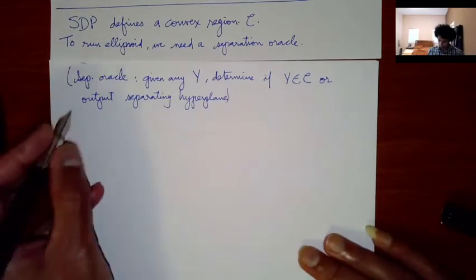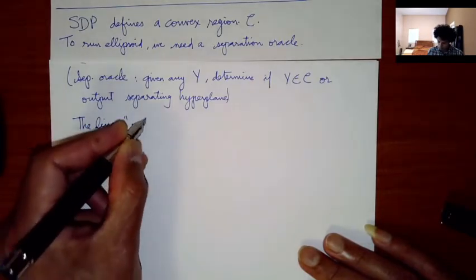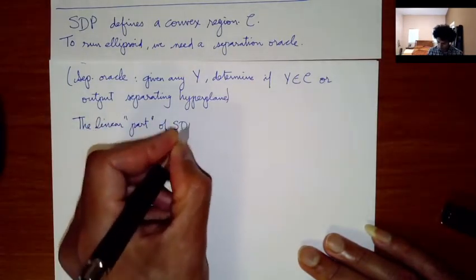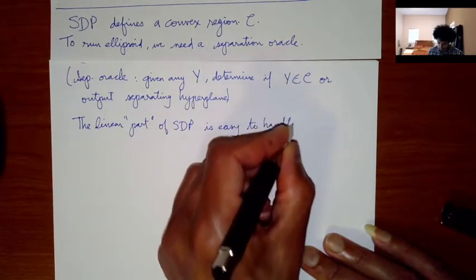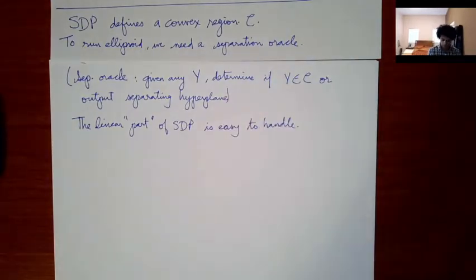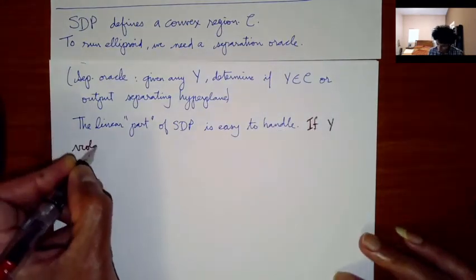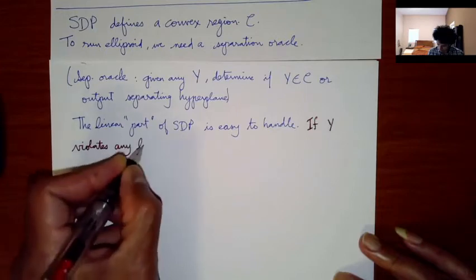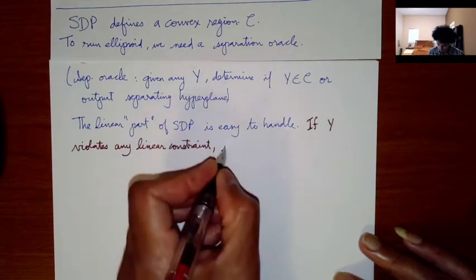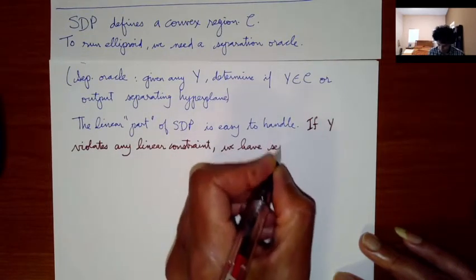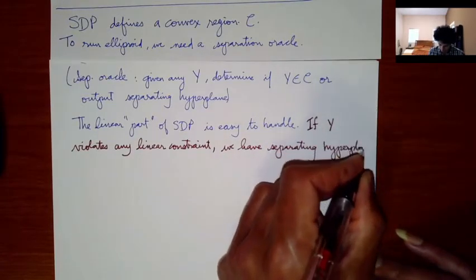So the linear part of the SDP is easy to handle. Meaning, we can just say that if y violates any linear constraint, then we have a separating hyperplane.